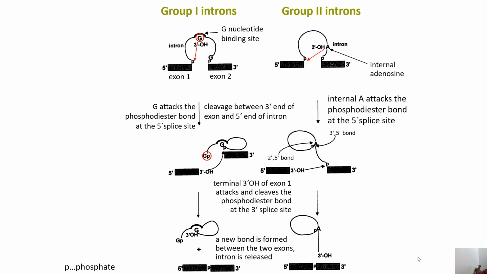So if you see the schematic over here for the group 1 intron, they have a G nucleotide binding site. G attacks the phosphodiester bond at the 5' splice site, cleaving between the 3' end of the exon and the 5' end of the intron. The terminal 3' OH of exon 1 attacks and cleaves the phosphodiester bond at the 3' splice site. A new bond is formed between the two exons and the intron is released. And when the internal A attacks the phosphodiester bond at the 5' splice site, this is the schematic over here.